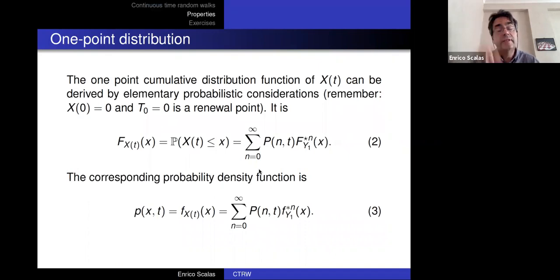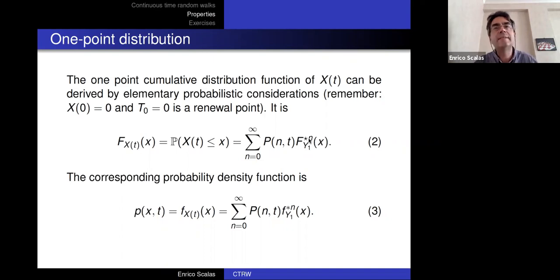For this reason, if you remember the presentation on random walks, the cumulative distribution of a random walk with n jumps would be the n-fold convolution of the cumulative distribution function of the single jump. But now, between time 0 and time t, you can have 0 jumps, 1 jump, 2 jumps, 3 jumps, etc.